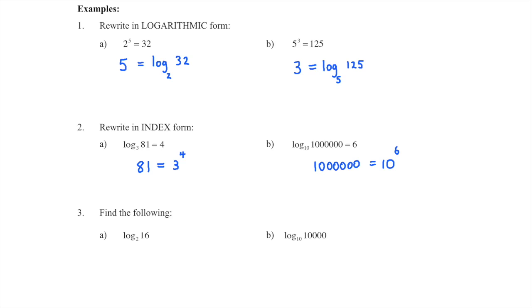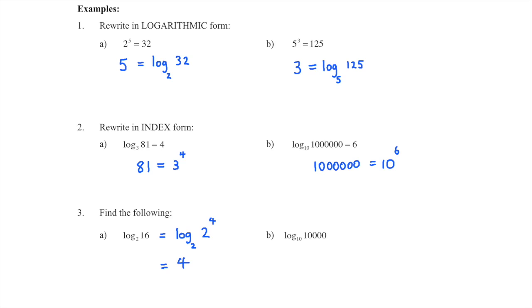Now, question 3 says we've actually got to get an answer. So if I look at question 3, find the following. Now we're going to do this without a calculator. Remember, logarithm is just a way of writing a power. What power do you put above the number 2 to get the answer 16? Well, I know 16 is 2 to the power of 4, so you must put a 4 above the number 2 to get an answer of 16.